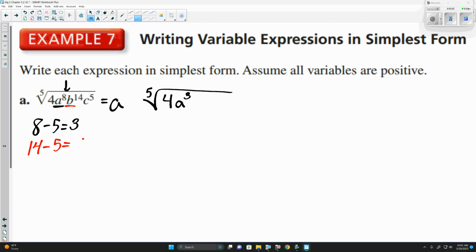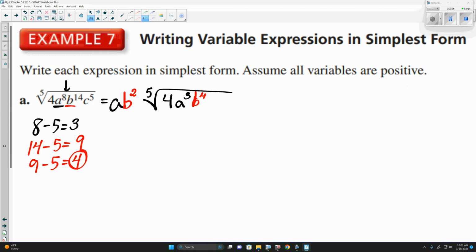Now we can look at b next, b to the 14th. Well, we can definitely take one group of 5 out. Then 9, can we take another group of 5 out? Yes, because we can do 9 minus 5, which is 4. Can we take a third group out? No, because with 4, we can't subtract 5 from it nicely. So we were able to take 2 groups of 5 out, which gives us b squared. And how many are left inside? 4.